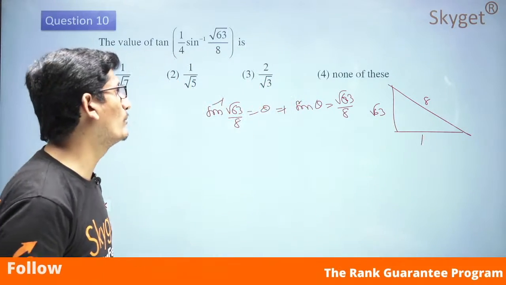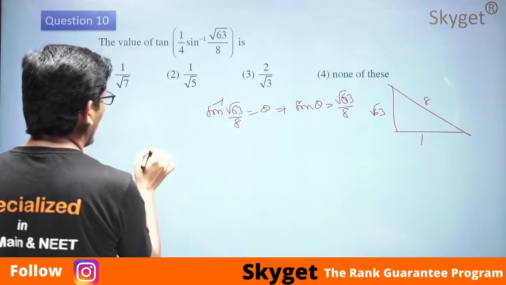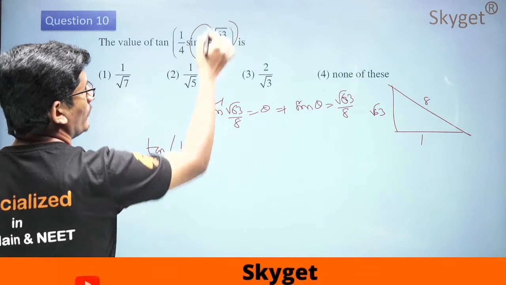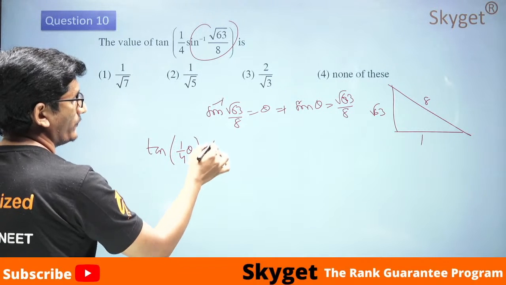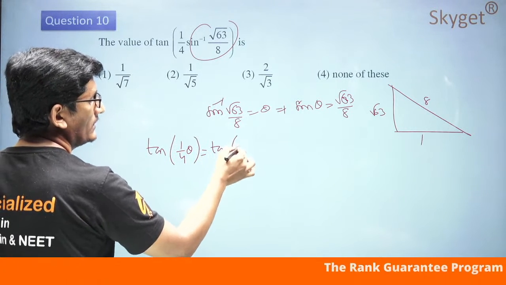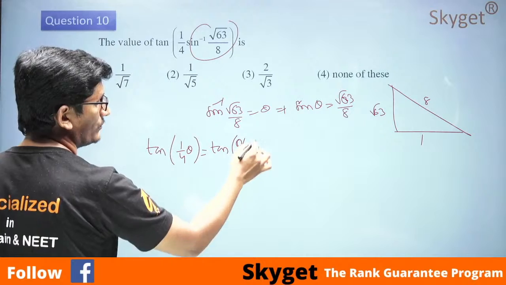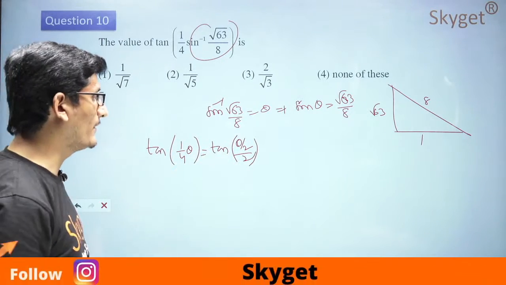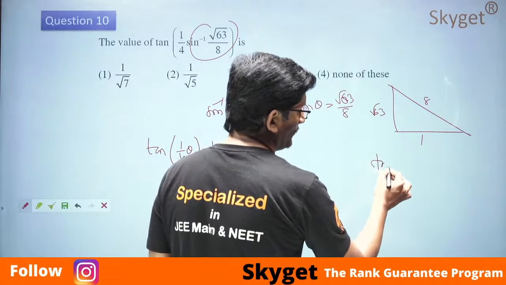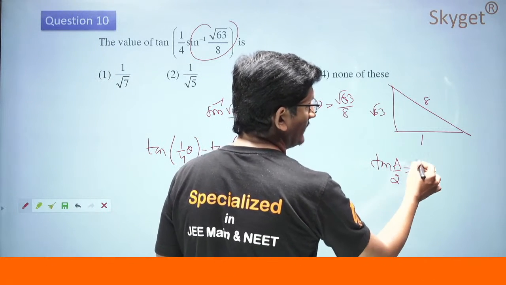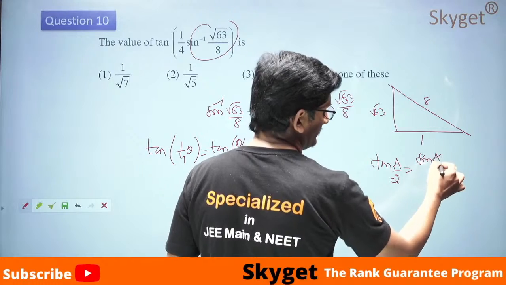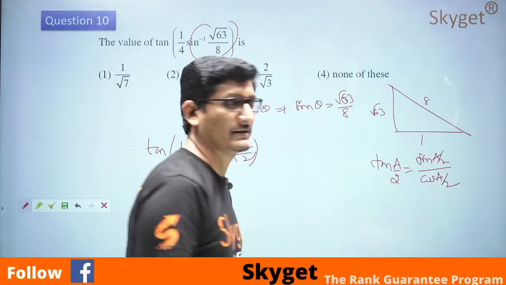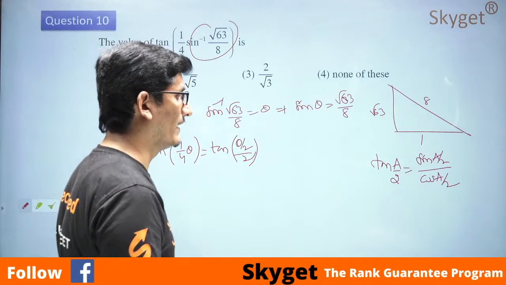So the adjacent side value is 1. Okay. So tan of 1 by 4 of this value, which I am taking as theta. Tan of 1 by 4 theta means we can write tan of theta by 4. So theta by 4, I am writing here as theta by 2 by 2. Tan of theta by 4 we can write as tan of theta by 2 by 2. See here the tan a by 2 formula: tan a by 2 is sin a by 2 by cos a by 2.